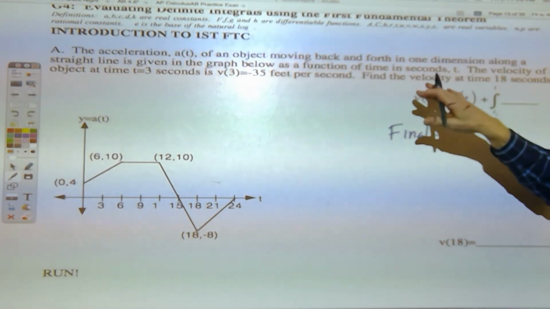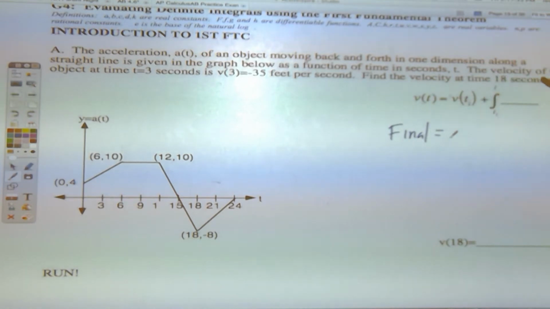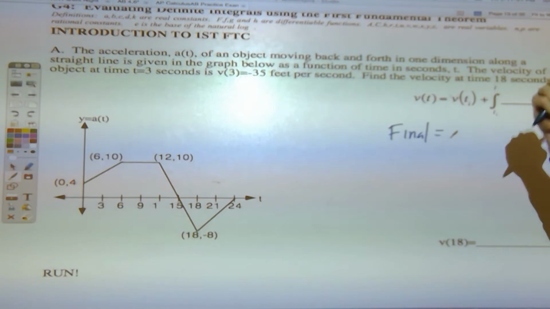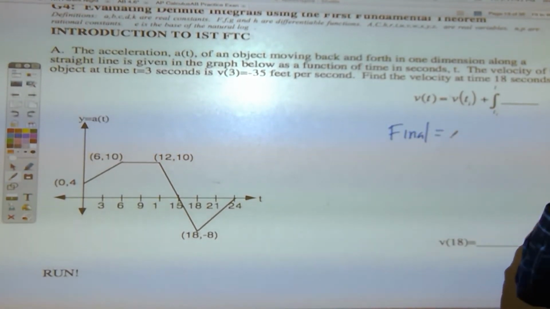We're going to take final what? Final position, final velocity, final acceleration. Let's find out. Let's read the problem. The acceleration of an object moving back and forth in one dimension along a straight line, we call that rectilinear motion in physics, is given in the graph below.